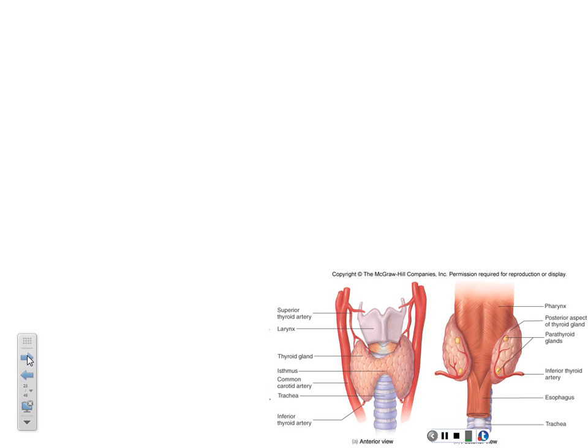Parathyroid. Don't say PTH, say parathyroid hormone. Don't get used to the abbreviation. Parathyroid hormone is named after the gland that produces it, so that's an easy one.